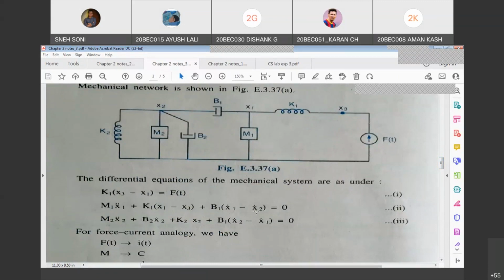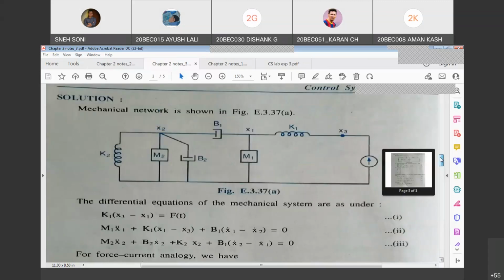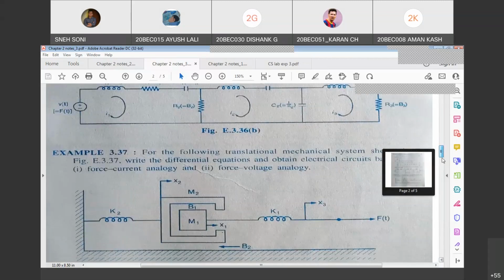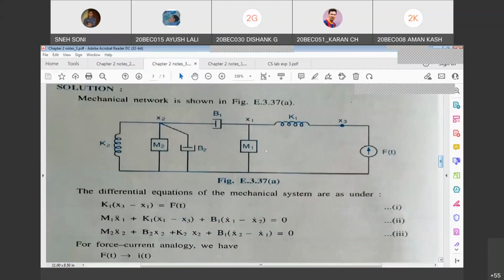Or you can write d by dt of the bracket x1 minus x2, so it will be x1 dot minus x2 dot. But you are not applying force directly to m1, so that's why we are writing equals to 0. Here we are not applying direct force on m1, we are applying through spring. So we'll write equals to 0. Now I am telling you one more advanced step here.